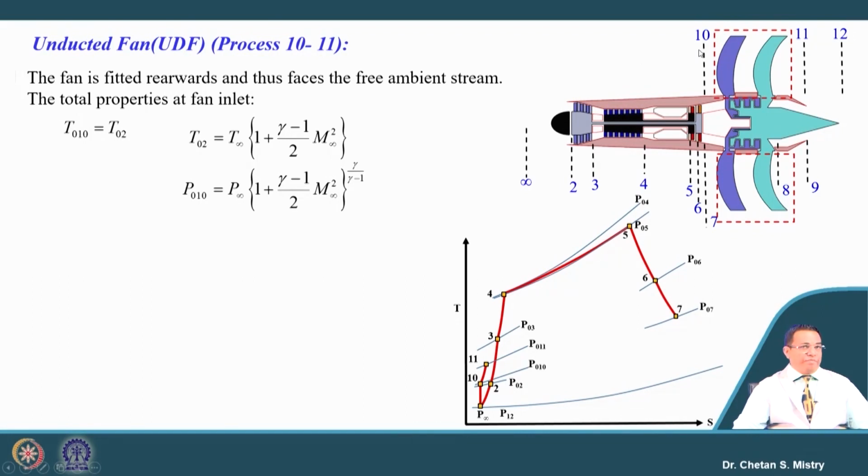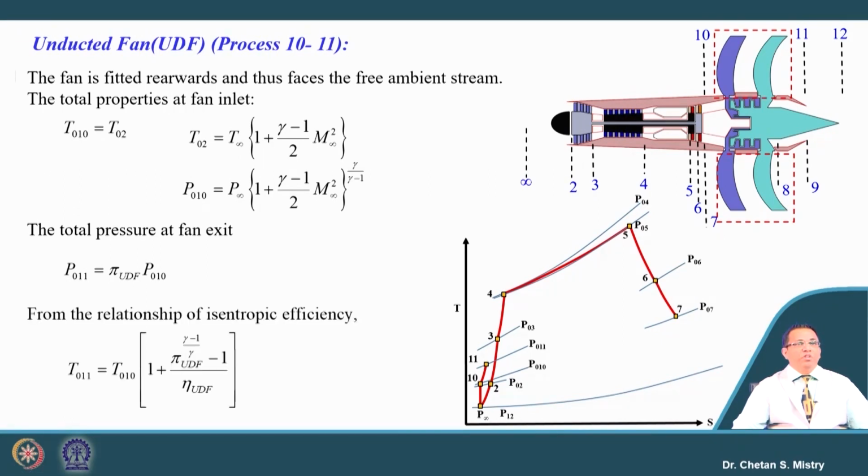So, we can calculate the temperature and the pressure at the entry of my fan, prop fan. Okay. Now, let us try to understand here: in order to calculate the parameters at the exit of this prop fan, we have our information about the pressure ratio. Based on that pressure ratio, we can calculate the outlet pressure from this prop fan. Similarly, since we have information about the pressure ratio as well as efficiency, we can calculate the exit temperature from this prop fan.